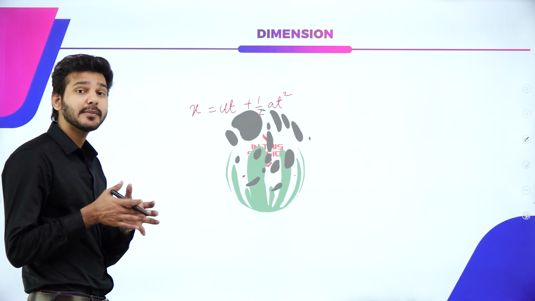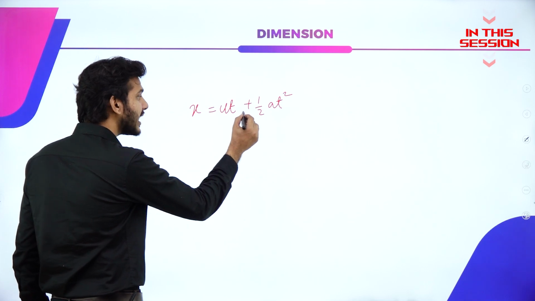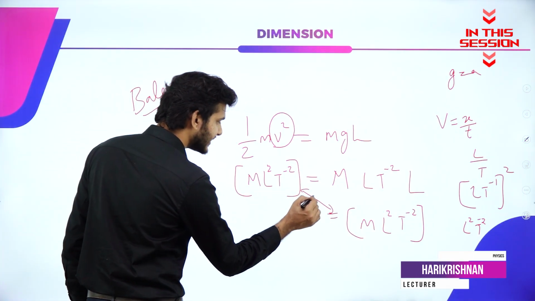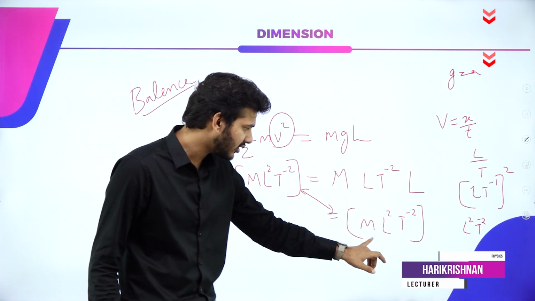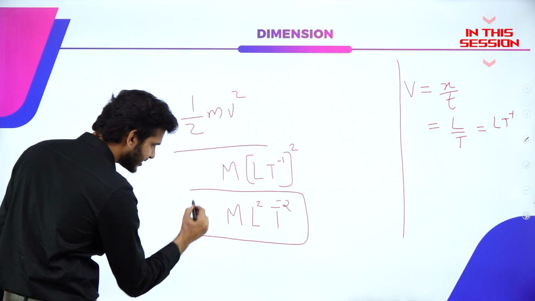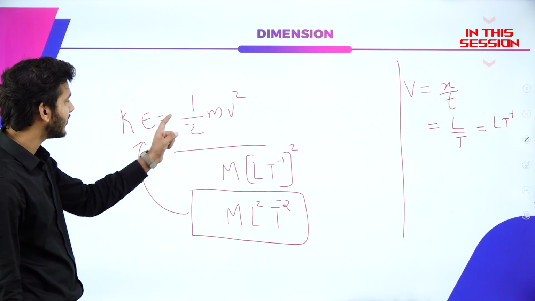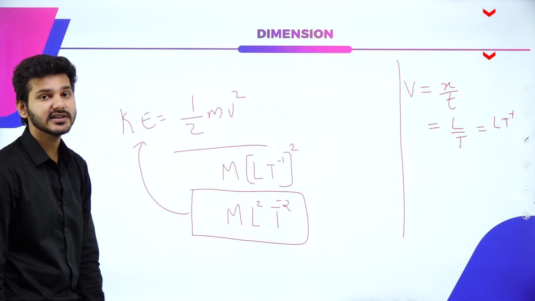Let's check the dimensional consistency of this equation. But the problem is there is a plus sign in between. Now, are these two equations similar? Yes, it is ML²T⁻², and this is also ML²T⁻². So this is the dimensional formula for kinetic energy. We are not worried about the numbers, we are not scared of the powers, because we know how to deal with this dimension.